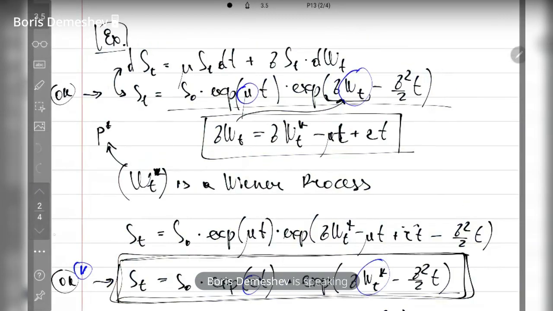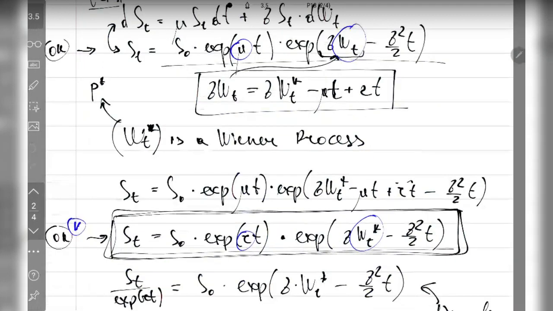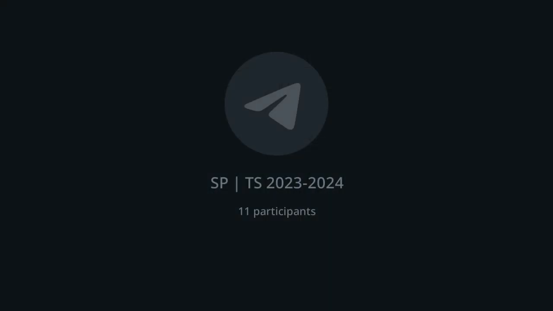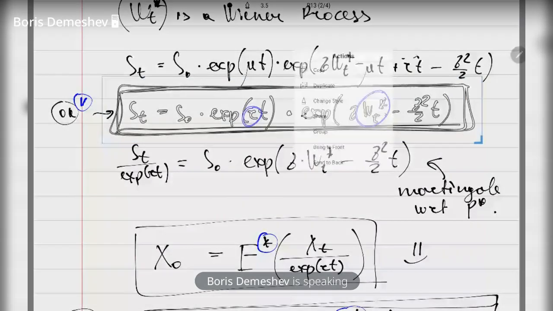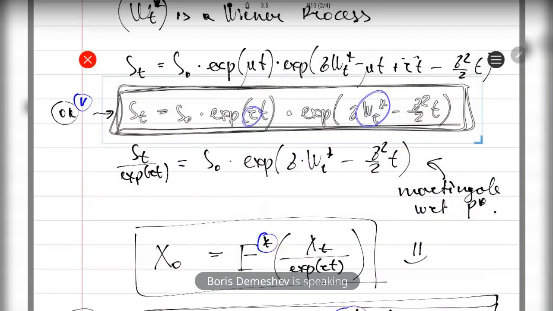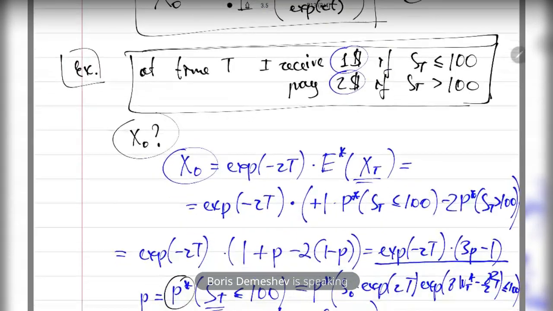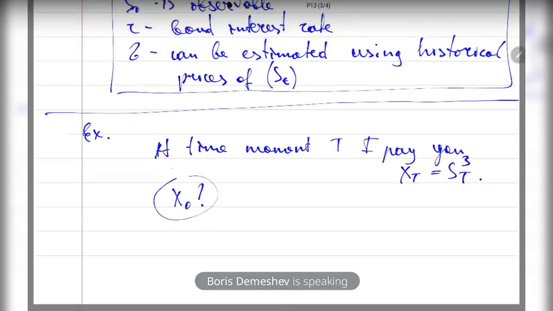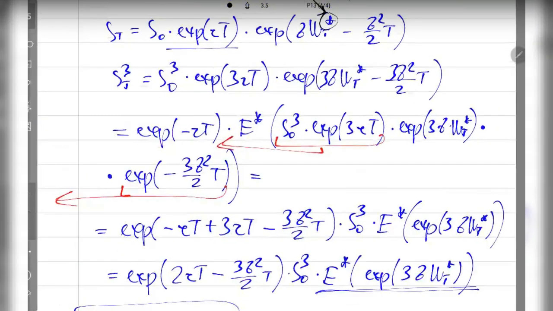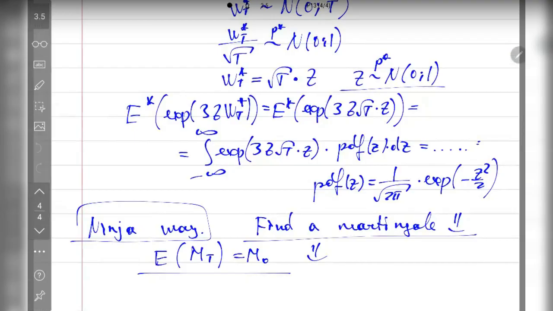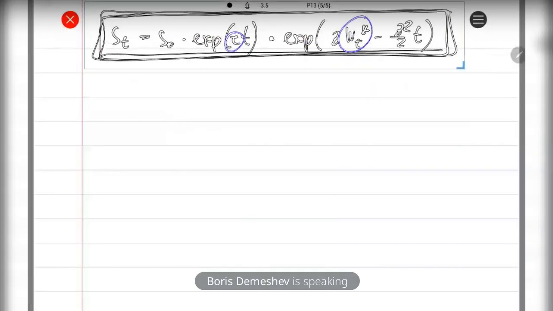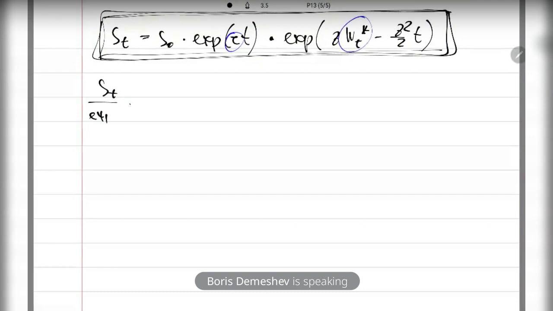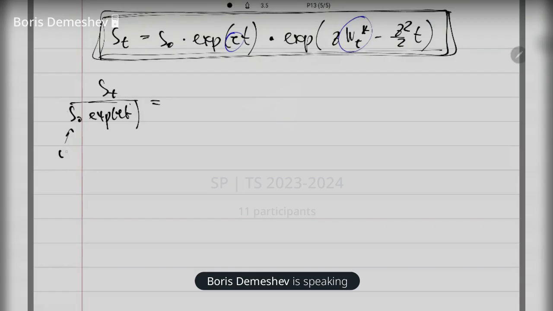Let's copy this formula. And we will use the fact that if I divide by exponent RT, I will get a martingale. Okay, our ninja way to calculate the stuff. So ST divided by exponent RT, or even I will divide by S0, because S0 is constant.